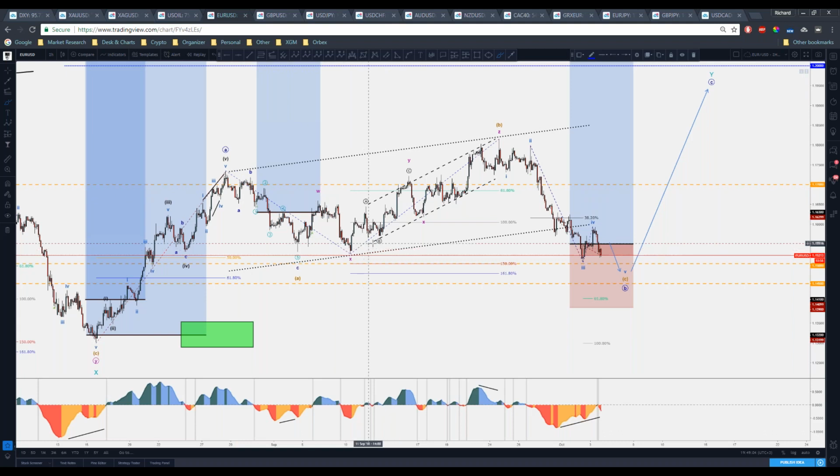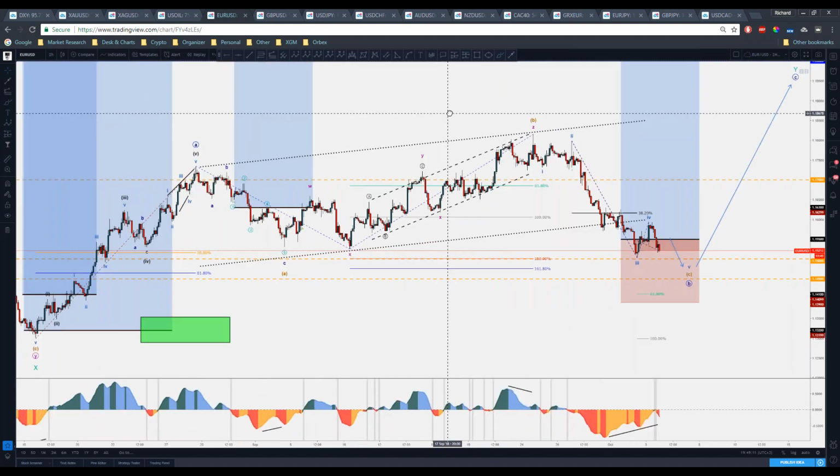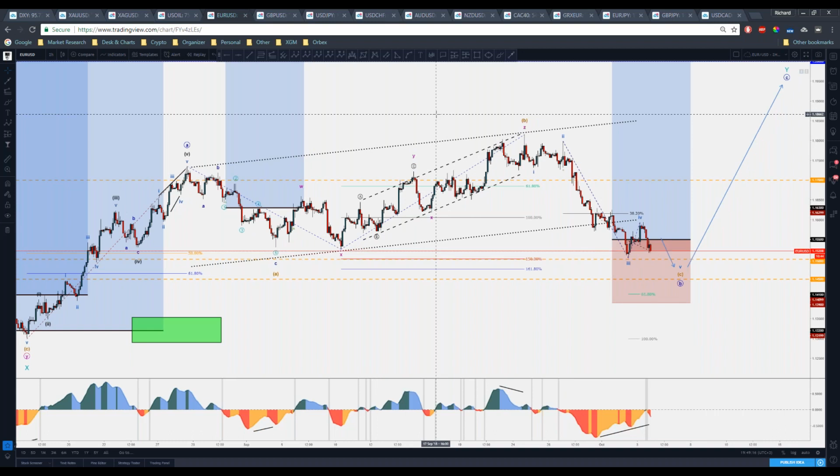And speaking about complex structures, in the next valuable notice and guideline, most complex structures actually occur in the B wave, but what I've noticed is that wave X in a double three actually unfolds as a triple three over a smaller degree.